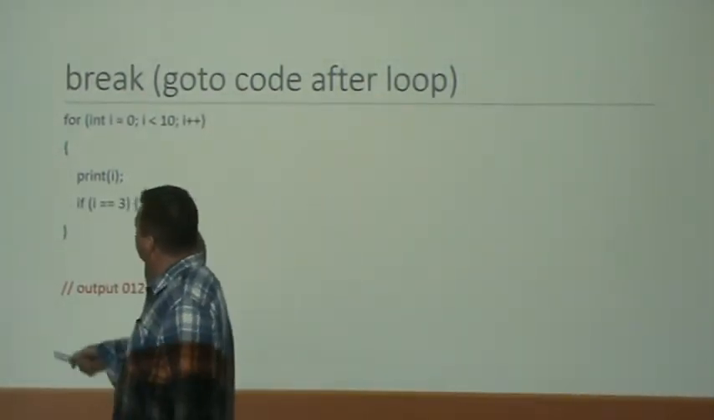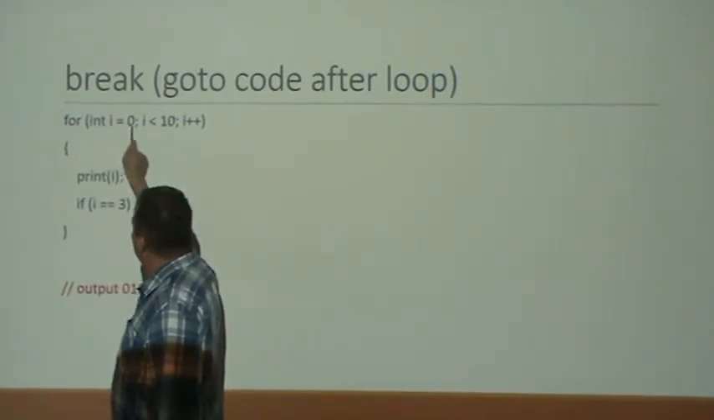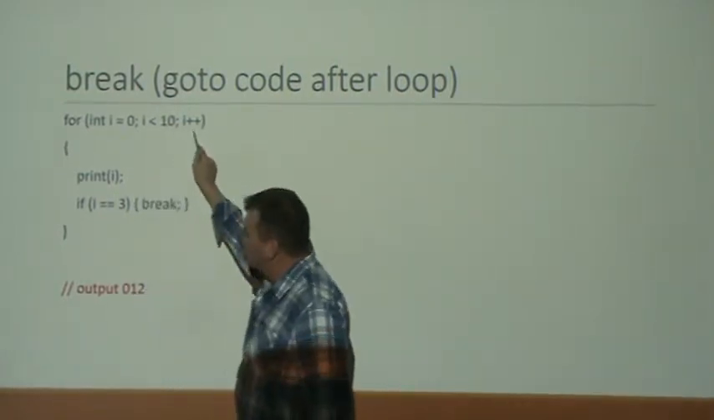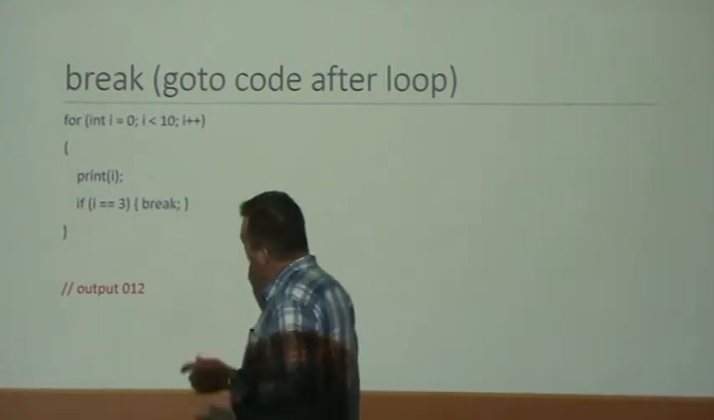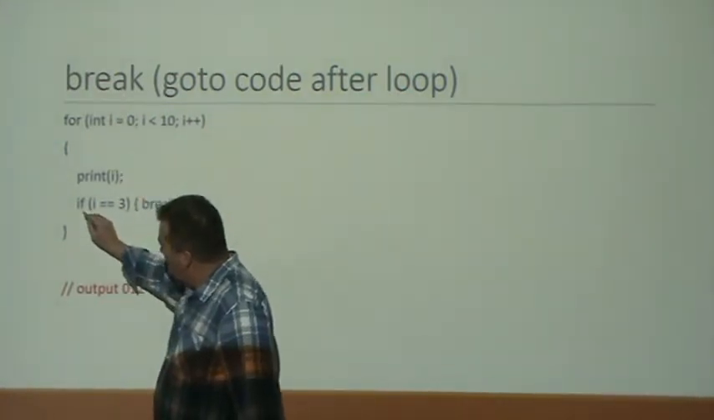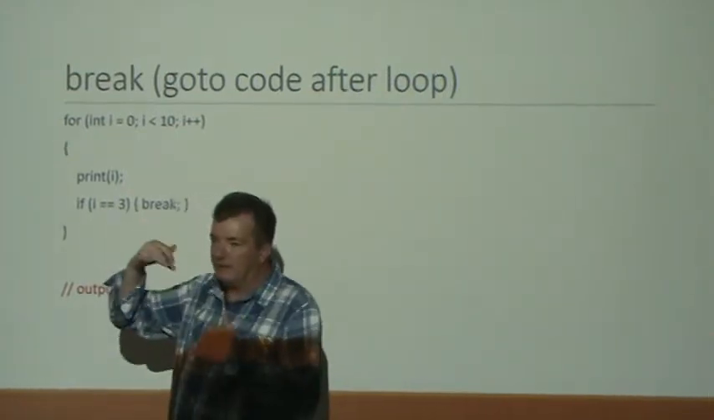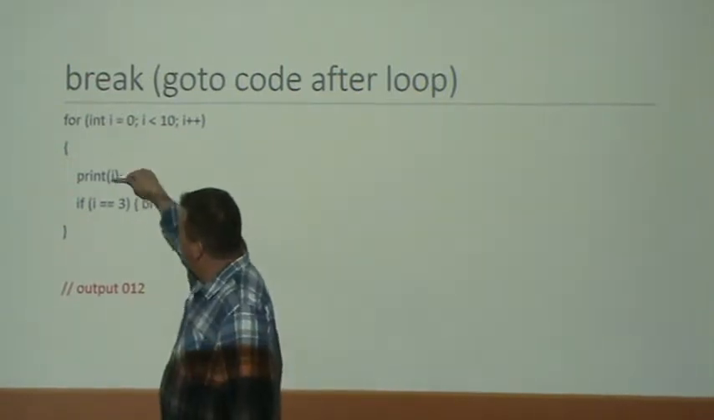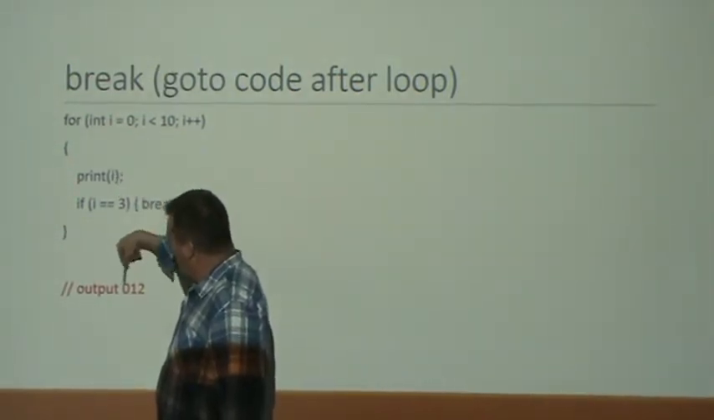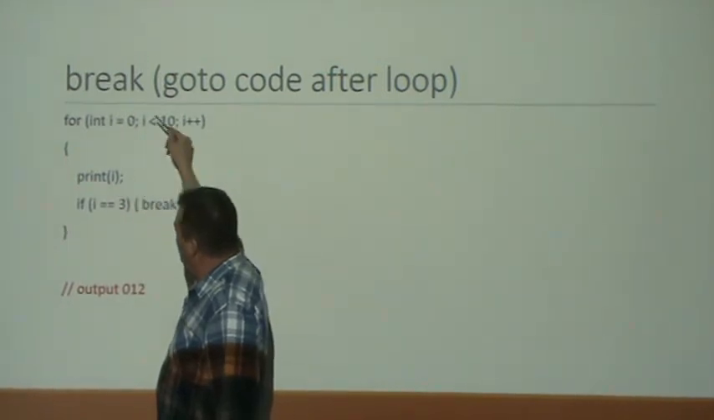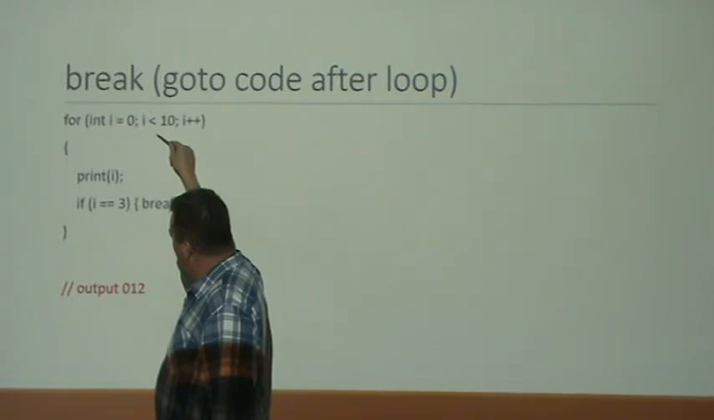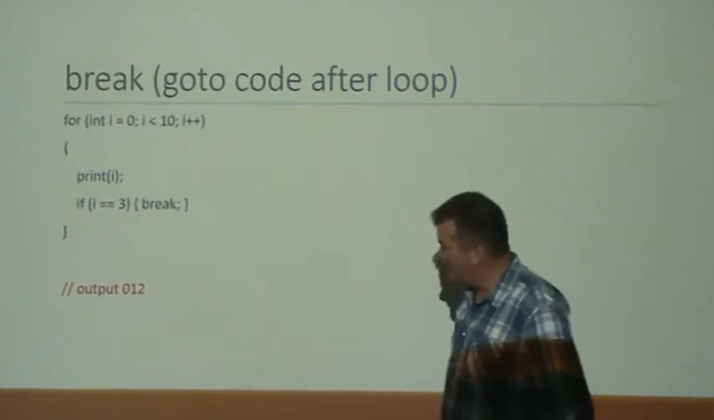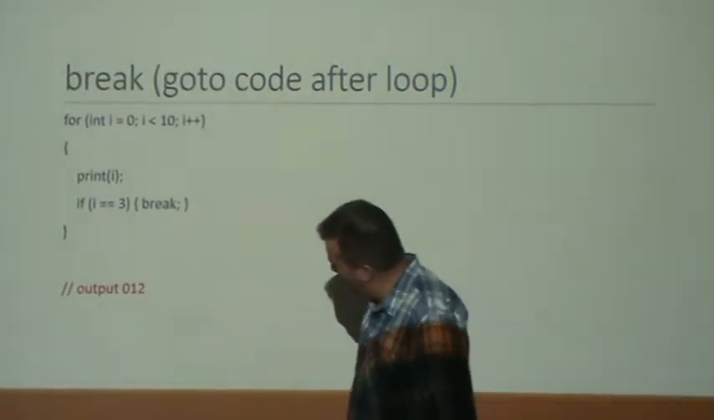We could say for I goes from 0, as long as it's less than 10, we keep saying I equals I plus 1. That's just shorthand for I equals I plus 1. We print out the value of I, and then we have a line of code that says, if I is equal to 3, break. Get out of the loop. We're done. So what this code would do is it would print 0, then I would become 1, it would print 1, I would become 2, it would print 2, I would become 3, if I equals 3, break out of the code. So then we would leave the loop, and we wouldn't count all the way up to 10, or 9.